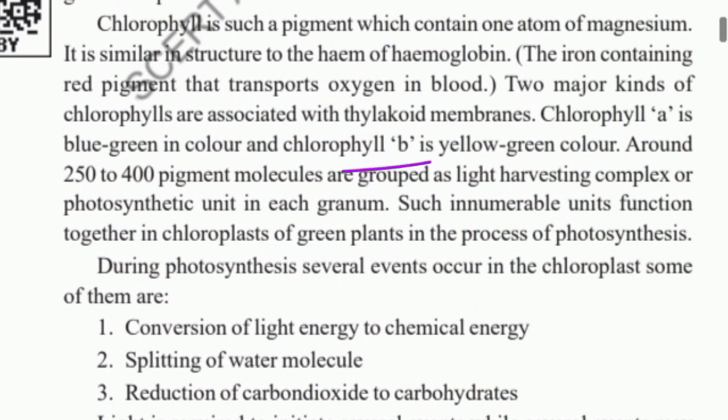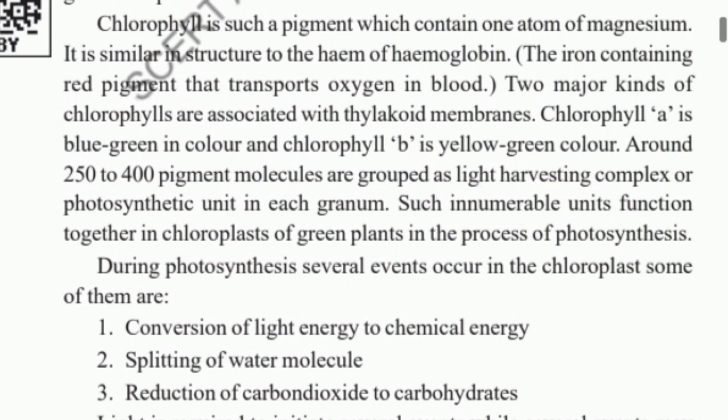So in this structure, the granum, when light falls on it, there is chlorophyll A or chlorophyll B or the other accessory pigments present. These help to trap the sunlight and further carry out the process of photosynthesis. These units are innumerable, meaning they are unable to be counted, they are infinite in number.